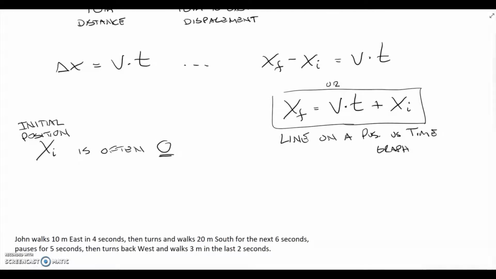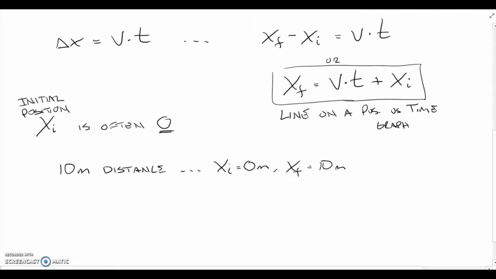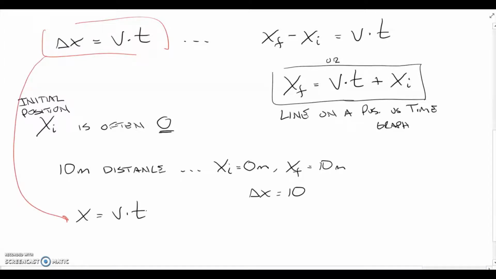So if we travel 10 meters, a 10-meter distance, we can say that x initial is equal to 0 meters and x final is then 10 meters, right? And if we do that, then delta x just becomes 10. And this equation we can just use as x equals v times t, right? It simplifies, and that looks just like those other equations we had up here.